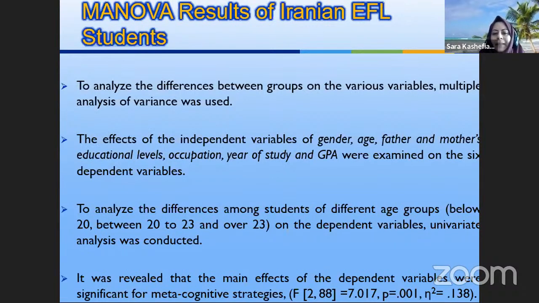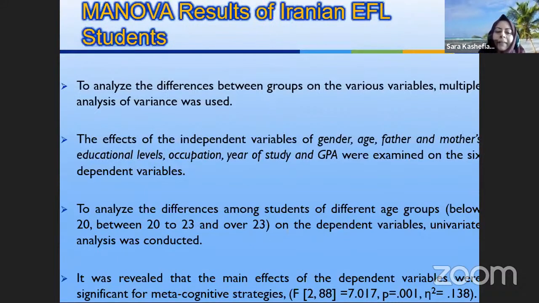When we wanted to do an analysis among students of various age groups, I mean, below 20, between 20 to 23 and above 23, on dependent variables, univariate analysis was conducted. You know, univariate analysis provides the proportional variance in the dependent variables that can be attributed to different levels of the independent variable. And before that, of course, we ran Box's M test and Levene's test to check the homogeneity of the error variances. As Levene's test was not statistically significant, we moved to Wilks' Lambda multivariate analysis and univariate analysis.